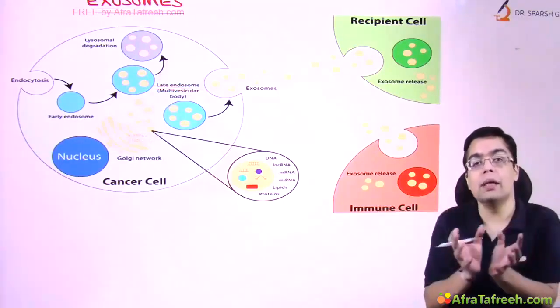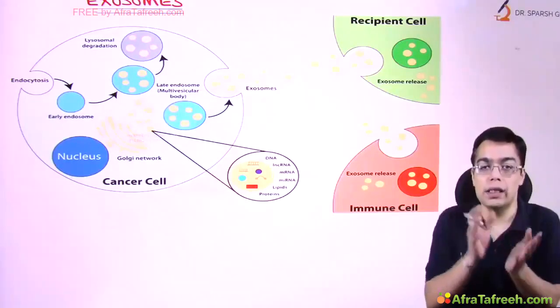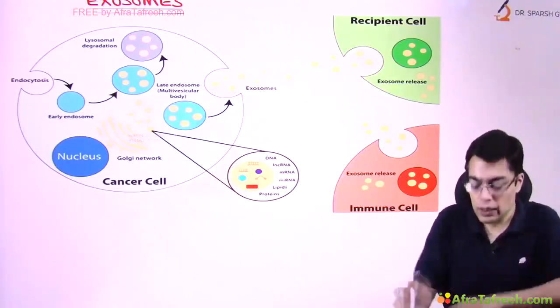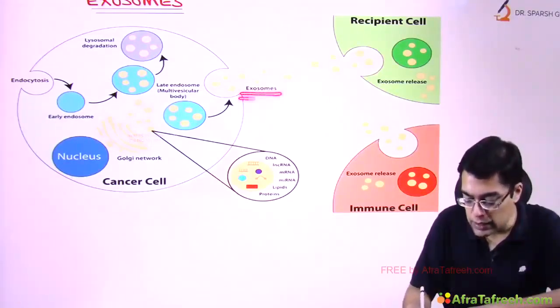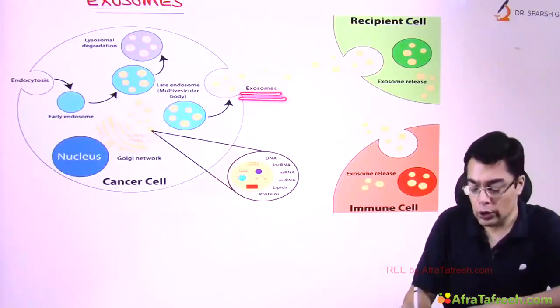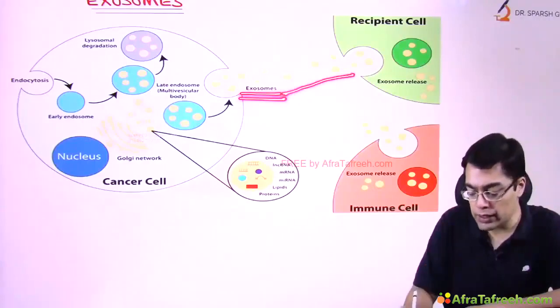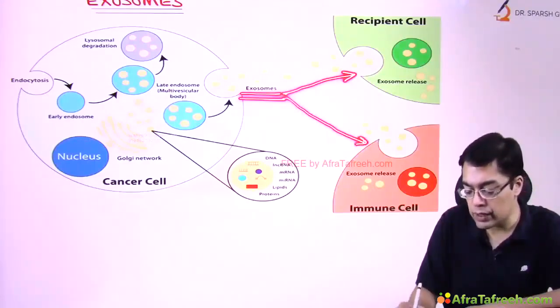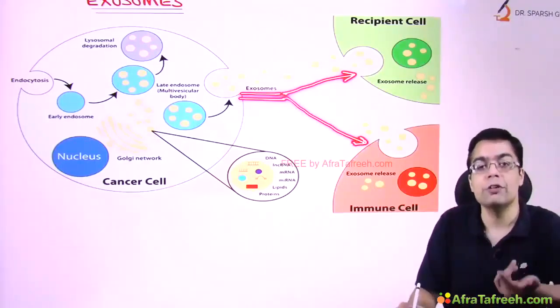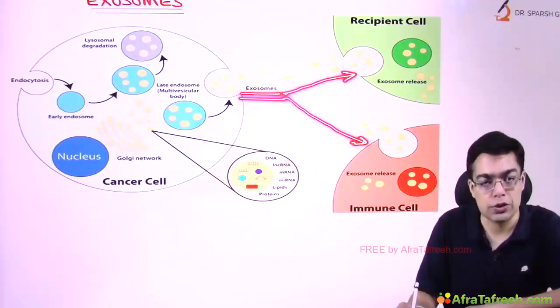You will be having a membrane bound vesicle which contains the DNA, RNA, lipids and proteins, and because it is exiting from the cell, so exosome. Now this exosome is going to be released from the tumor cell and it is going to be having its interaction with the recipient cell as well as the immune cell. So this can function as an intercellular messenger.